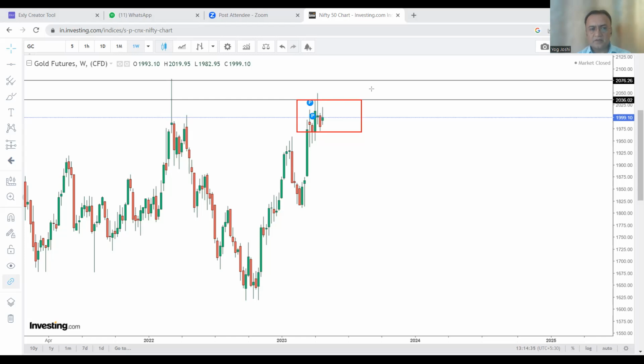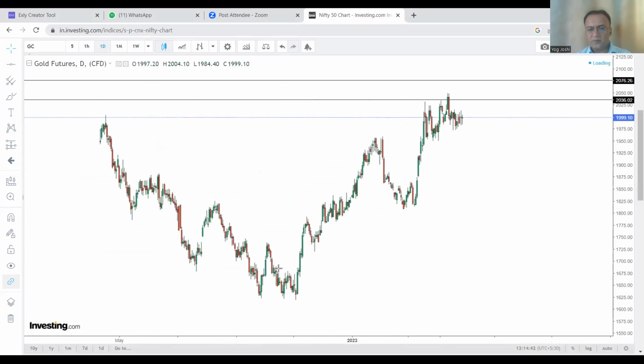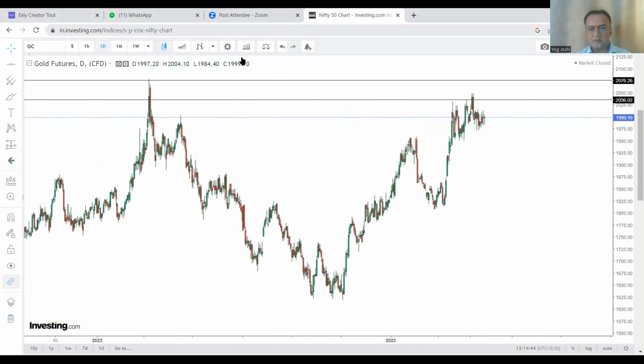So what is the daily analysis for gold? This is the daily analysis. Once again we can say support and resistance. This is clear cut, here it's a demand zone. This is the resistance area, so supply zone.